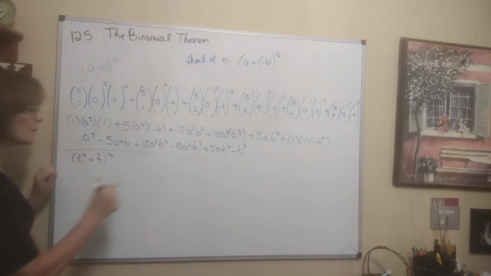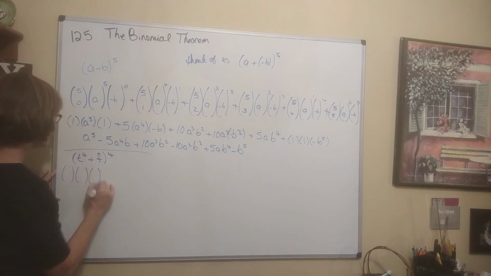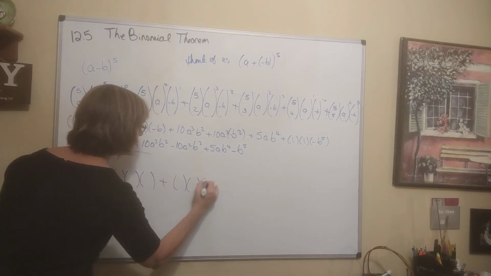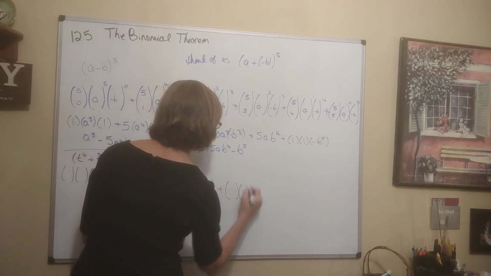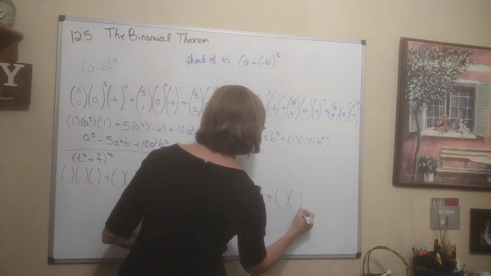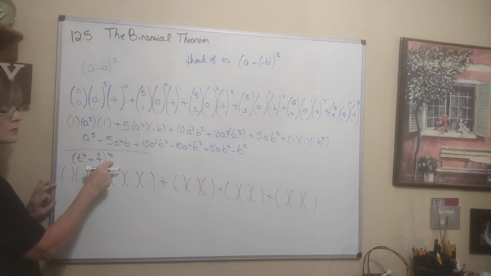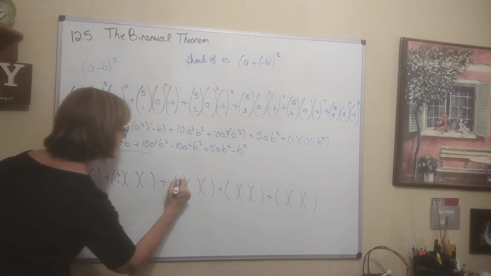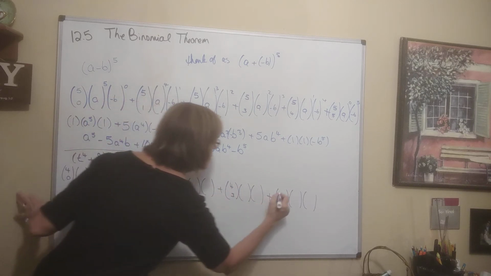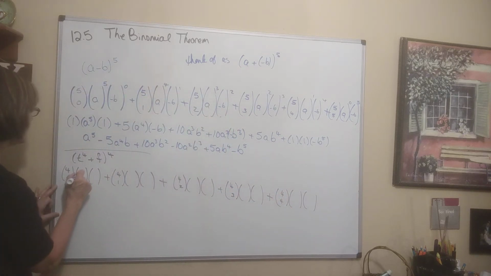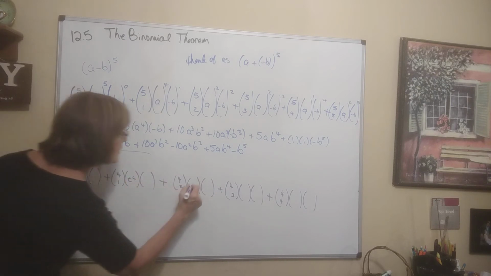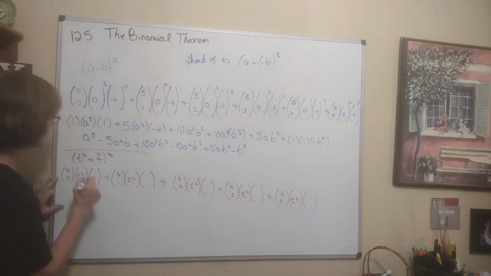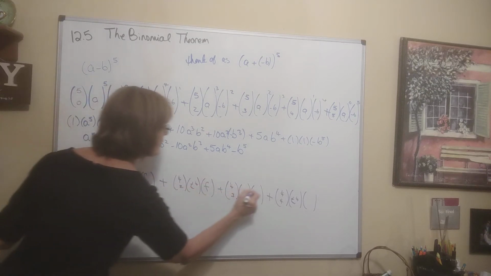I'm going to have 5 terms, so here's my plan. 1, 2, 3. That's my first one. This is 2. This is 3. This is 4. This is my fifth term. I know there's always one more than the power. Okay, it goes like this. 4, 0. 4, 1. 4, 2. 4, 3. 4, 4. The first term is t to the fourth in each one. The second term is f in each one.